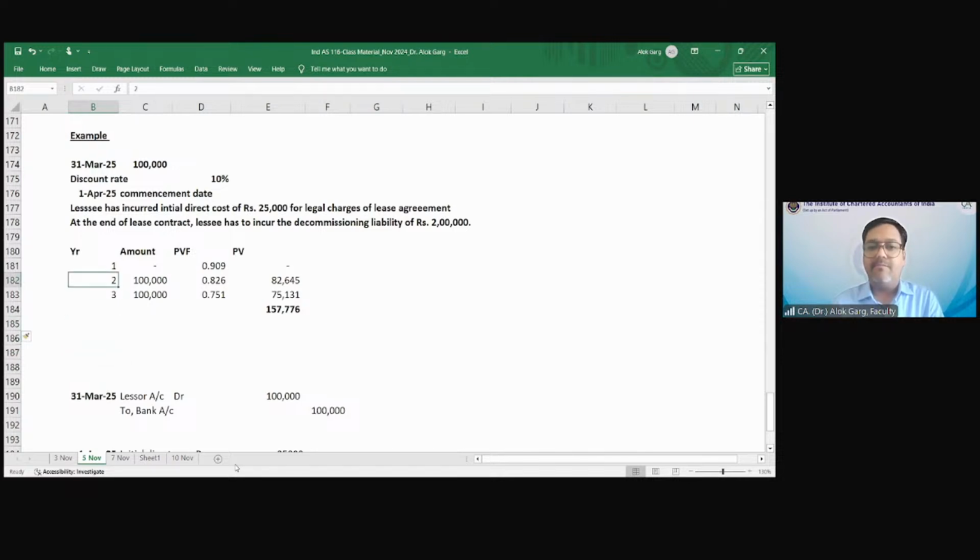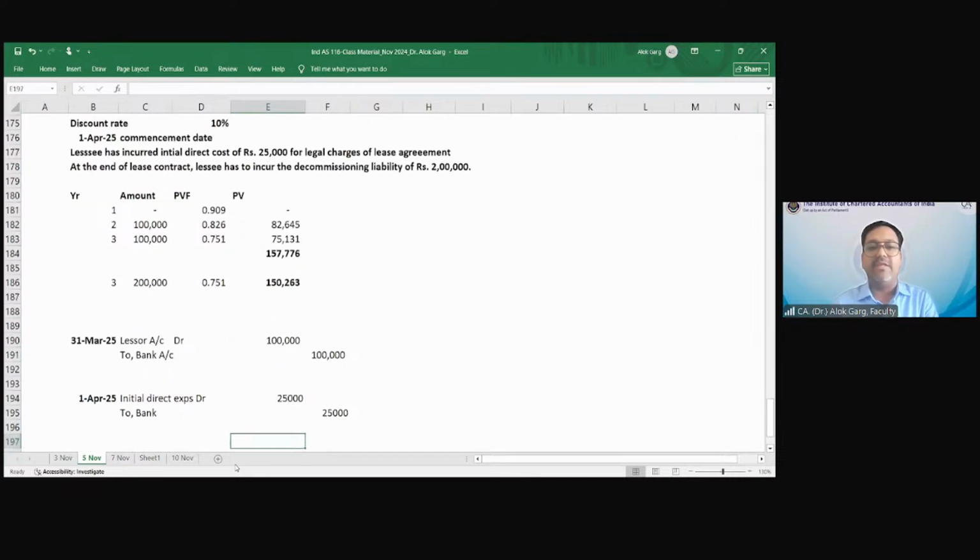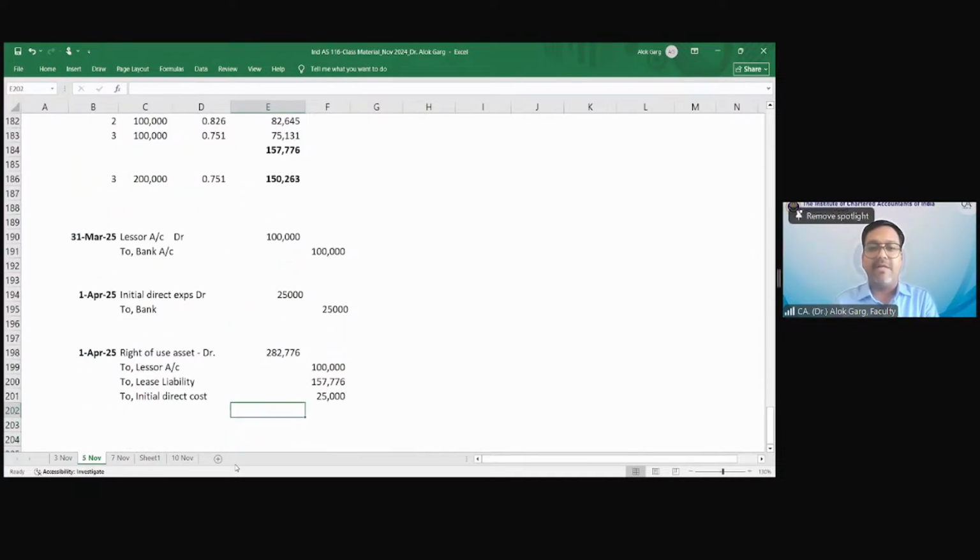Sir, we need to find out the present value of the 2 lakh rupees for 3 years, at the end of the third year. Very good. Yes, at the end of the third year the lessee has to pay the decommissioning liability. Present value factor is 0.751. What is the present value? 150,263. So what is the accounting entry? To provision for decommissioning, and what is the amount? 150,263. Is that clear?